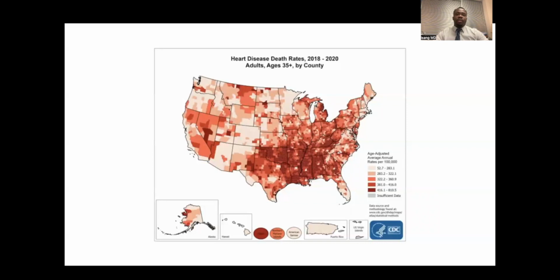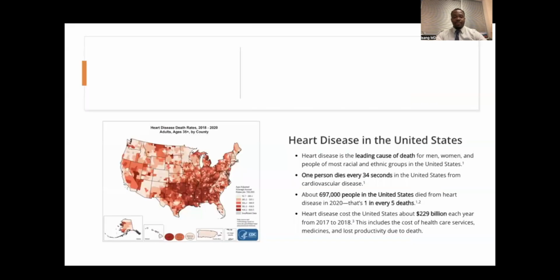Now we're switching over to heart disease. This picture shows that the more dense the color is, the higher the prevalence, the higher the numbers of people who have heart disease. And if you can see, the southeast has the deeper colors, meaning that there is more heart disease in the southeast compared to other areas in the United States.